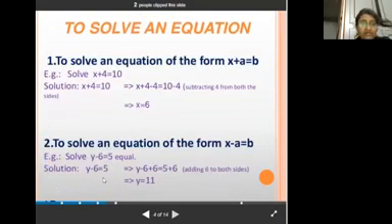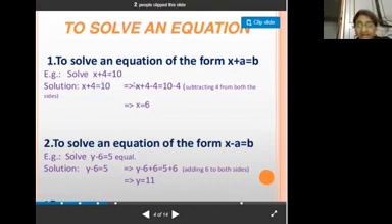How to solve an equation? To solve an equation of the form x plus a is equal to b, where a and b are constants here, let us take an example. x plus 4 is equal to 10.